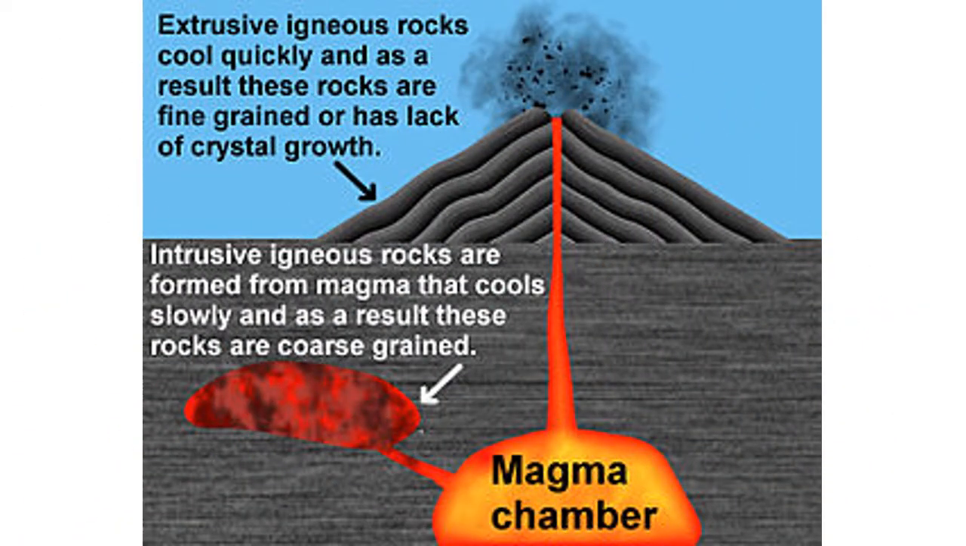Remember, extrusive igneous rocks cool quickly and the result is a fine grain or lack of crystal growth. When we say intrusive, these are types of igneous rocks formed from the magma and more likely to cool inside the magma chamber, which causes a coarse grain, while extrusive rocks are formed outside or at the surface of the earth, which makes them finer and with no crystal growth at all.